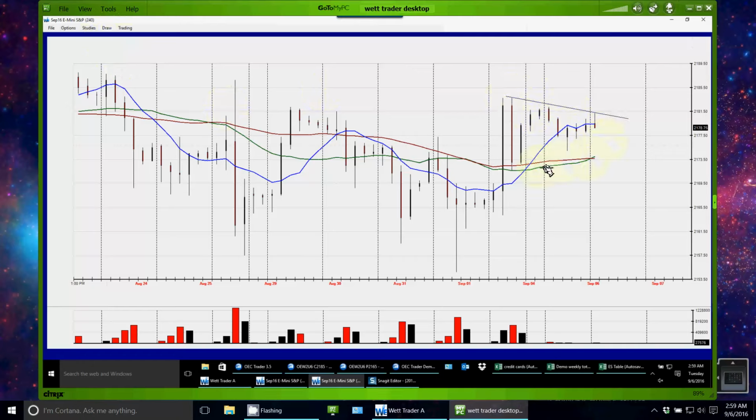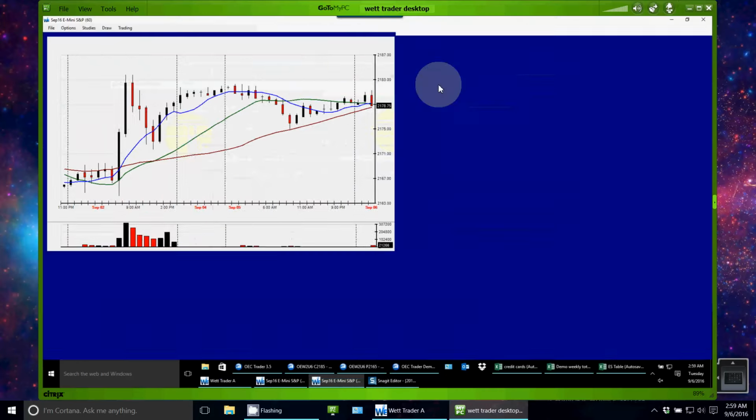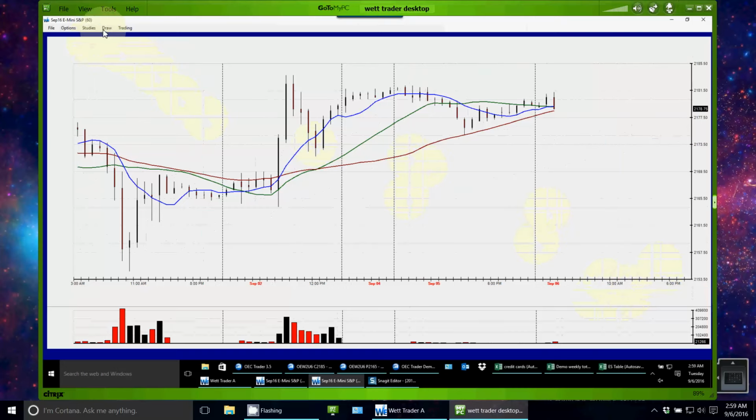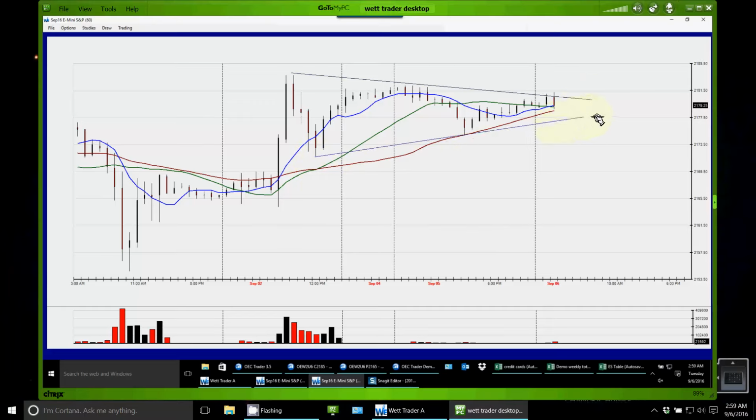You see these triangles on every time frame. That's the 240. This is the 60-minute. Same triangle. Now, this is a symmetrical triangle. The thing I like about the symmetrical triangle, folks, is this.